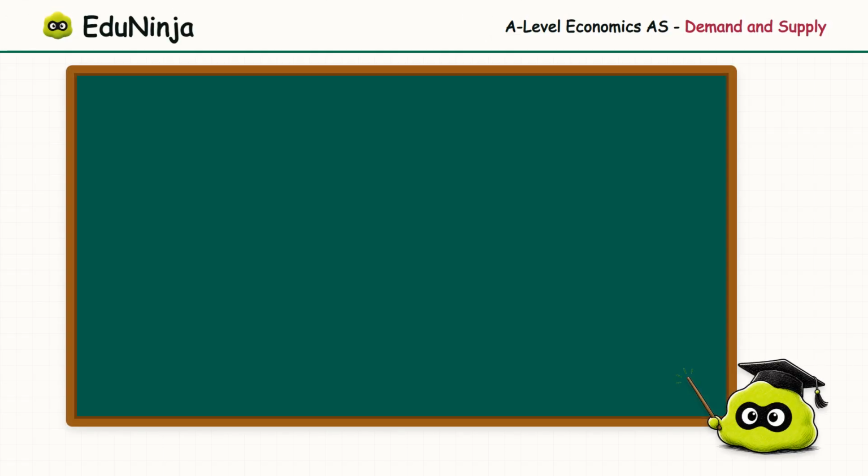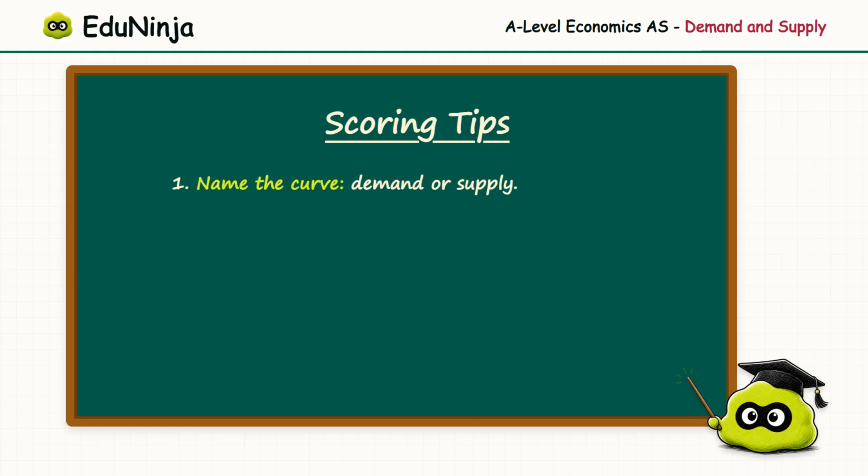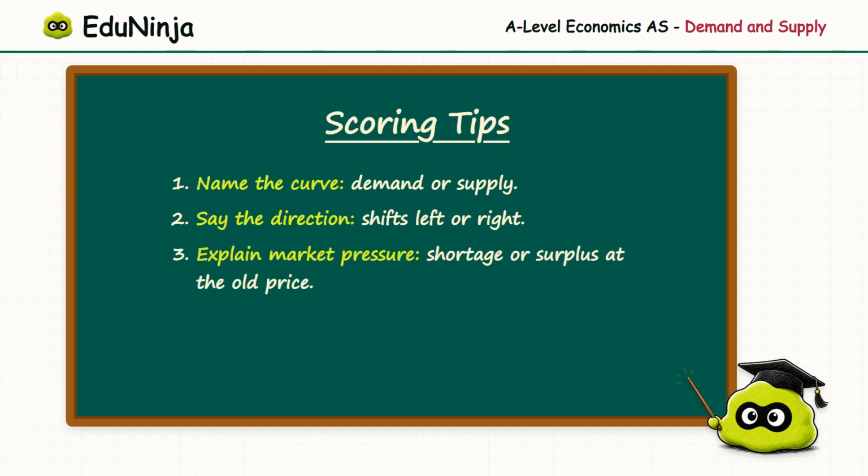Scoring tips. First, name the curve, demand or supply. This prevents a vague answer. Second, say the direction, left or right. The direction must match the cause in the question. Third, explain market pressure, shortage or surplus at the old price. This is the step many students miss, but it explains why price changes. Fourth, finish with both outcomes, price and quantity.